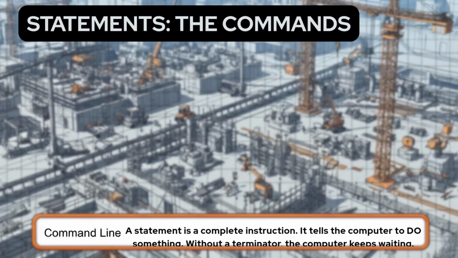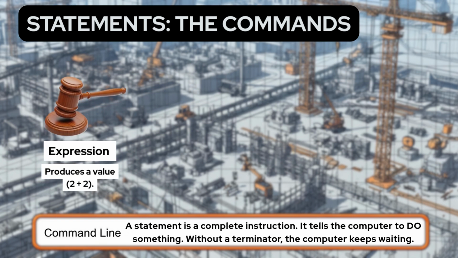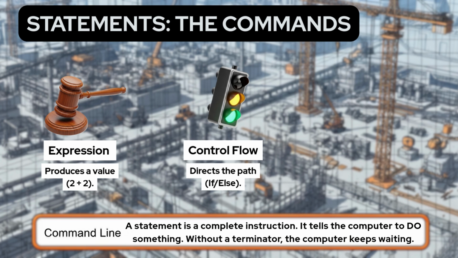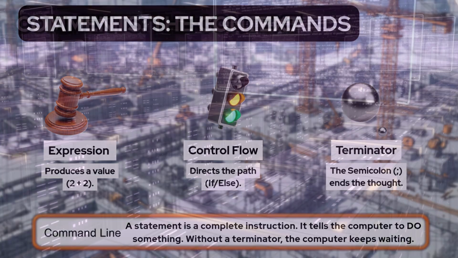Now stack the bricks. This is a statement. A statement is a gavel hitting the desk. It creates an expression that actually does something. It uses traffic lights to control the flow, telling the code when to stop or go. And see that steel sphere at the end? That is the terminator, the semicolon. It ends the thought. Without it, the computer thinks you're still talking.